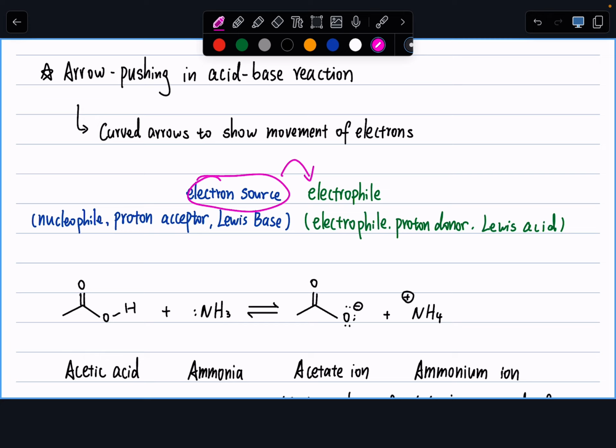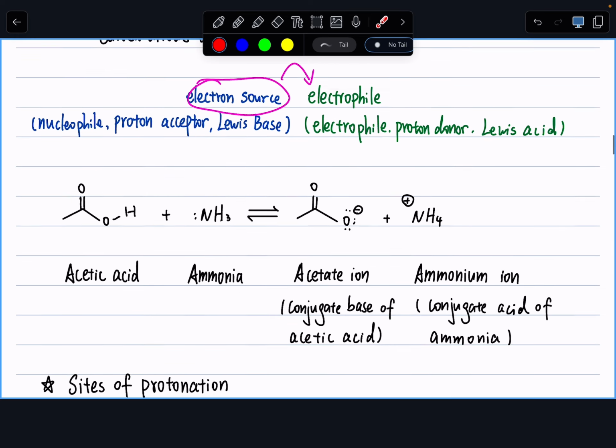All right, and then the direction of the arrow tells you where that electron got transferred to. The end of your arrow could be an electrophile, a proton donor, or a Lewis acid. So that's why when we do the arrow pushing, it goes from the lone pair of the OH to a proton.